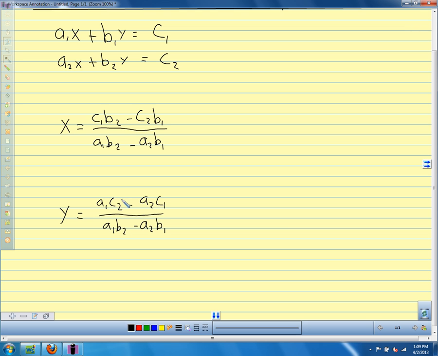Well, what Cramer's Rule does is that we recognize, or a mathematician at one point recognized, that each of these is a determinant. This is a determinant of the matrix C1, B1, C2, B2, divided by the determinant A1, B1, A2, B2.